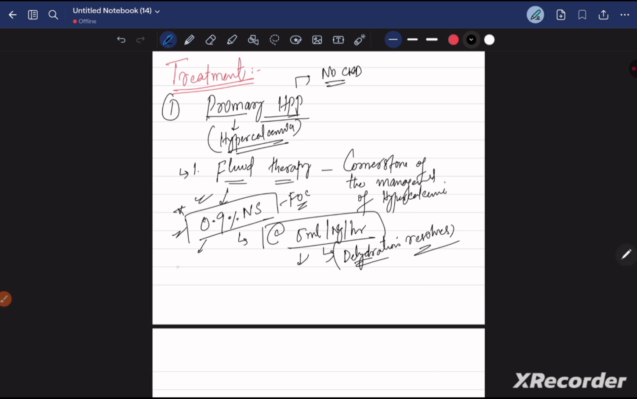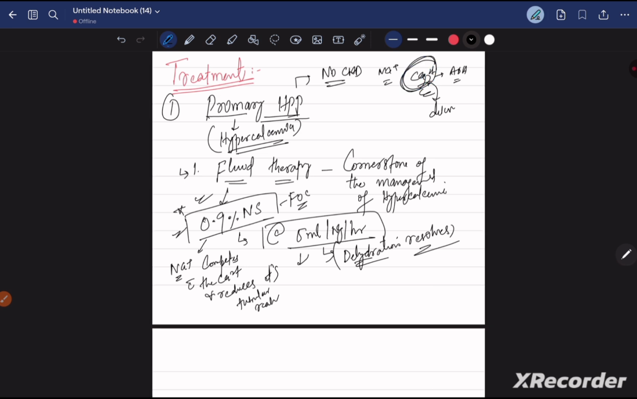The sodium in the normal saline competes with the calcium and reduces its tubular reabsorption. Since you all know that calcium is also reabsorbed from the tubules, and whenever sodium is present, as we are giving 0.9% normal saline, this sodium will not allow the reabsorption of calcium. It will lead to diuresis, and the calcium will be excreted through urine. So this will decrease the hypercalcemia in the animal. This is the mechanism why 0.9% normal saline is used: it increases the renal loss of calcium.